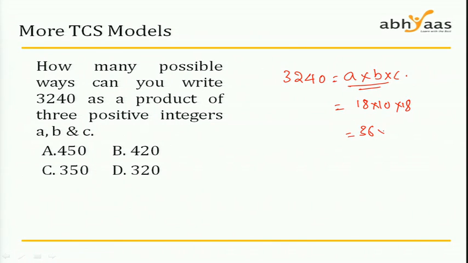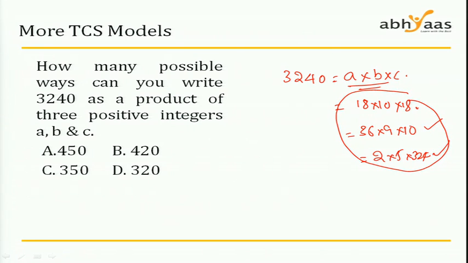I can write it as 36 into 9 into 10. I can write it as some 2 into 5 into 324. I can write it anyways. Now whatever way I write, 2 into 5 into 324, 36 into 9 into 10, 18 into 10 into 18, all these are kind of derived out of your factors of 3240, or else your prime factors of 3240. At the end of the day, 18, 10, 18, 36, 9, 10, 2, 5, 324 are all formed as different combinations of your prime factors of 3240.